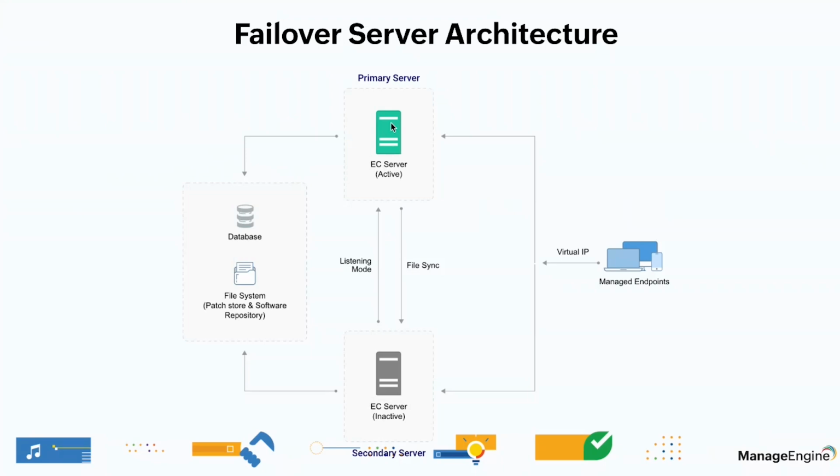So once the primary server is active, the secondary will be in listening mode, and if the primary goes down, the secondary server will become a primary server, will become active. And it is with the use of a virtual private IP address. This is where you will configure that into the Endpoint Central agent. So they only know the virtual IP address to communicate with, and the virtual IP address will take care of routing the traffic to whichever machine is active.